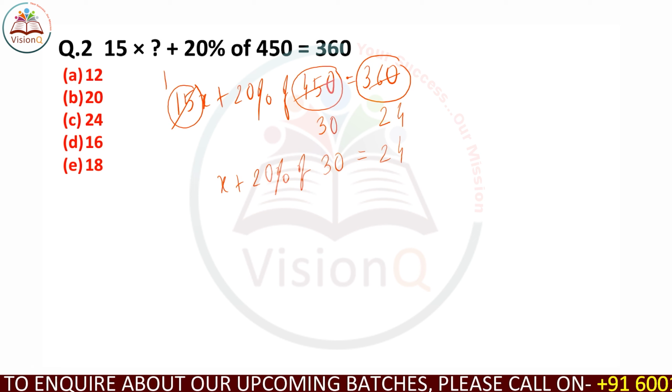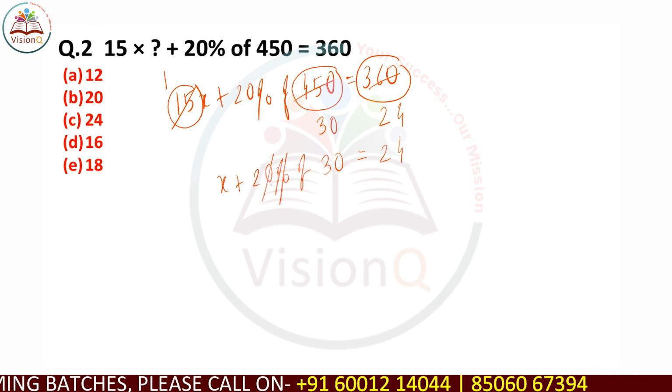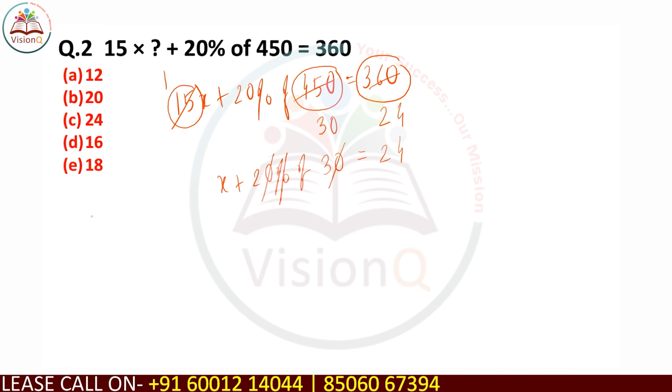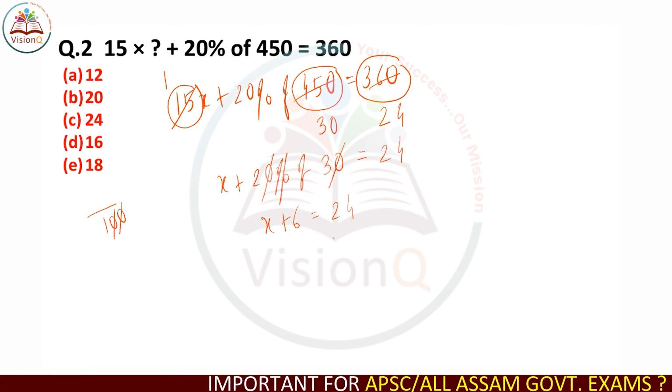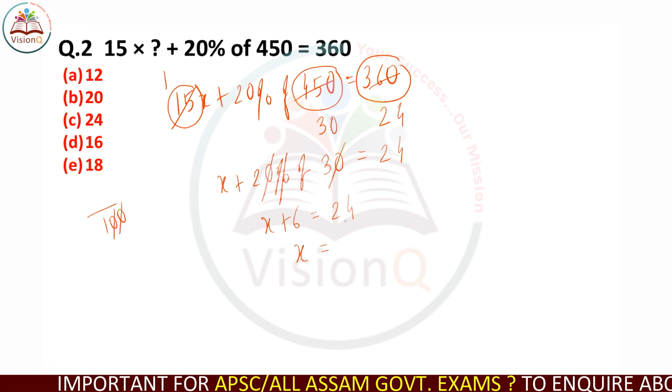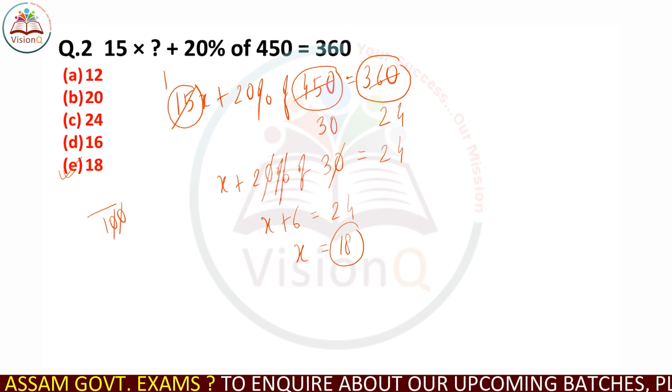Now 20% of 30. We know that with percentage, 2 zeros can always be cancelled out, because percentage means divide by 100. So it becomes x plus 6 equal to 24. So x will be equal to 24 minus 6, which is 18. The right answer is option E, which is 18.